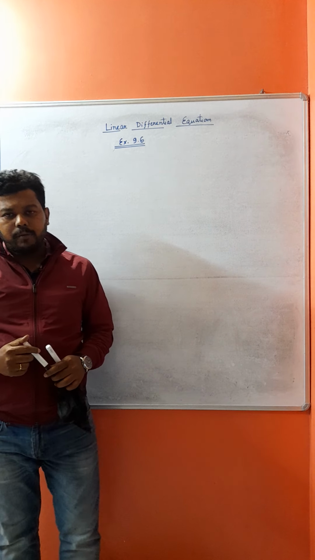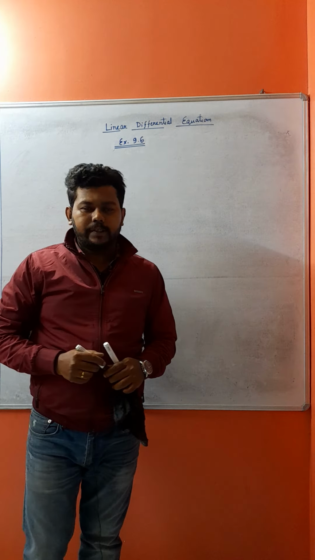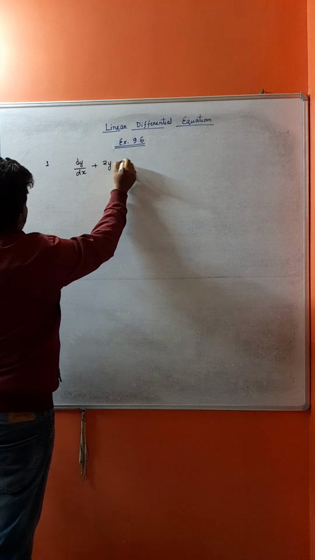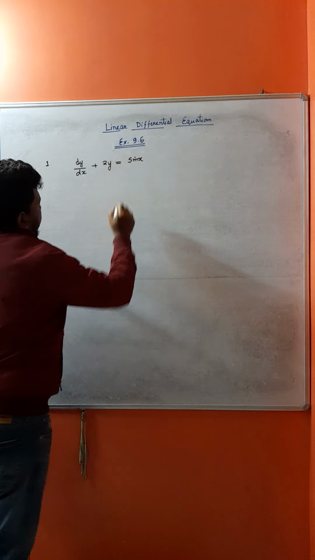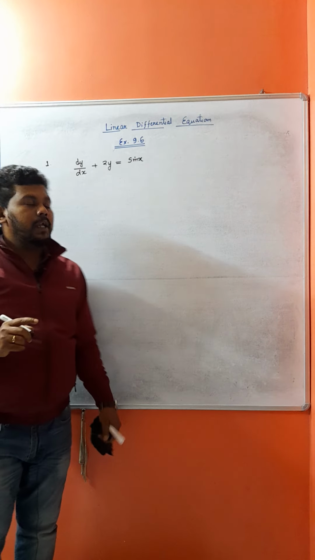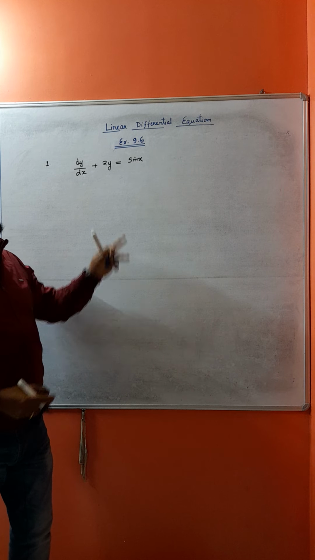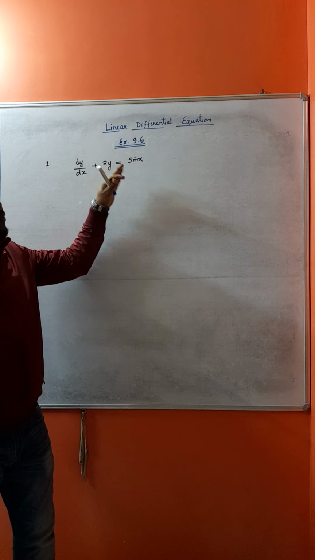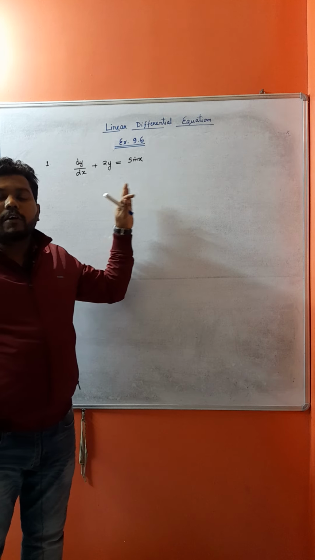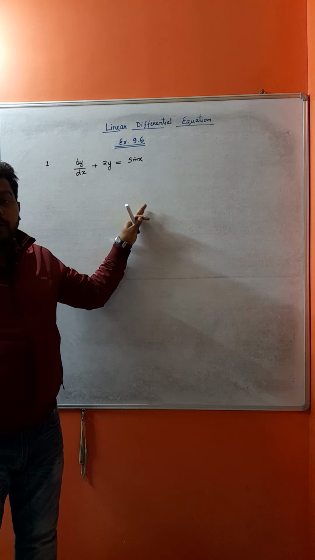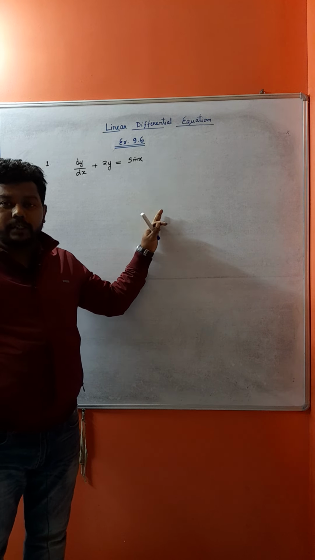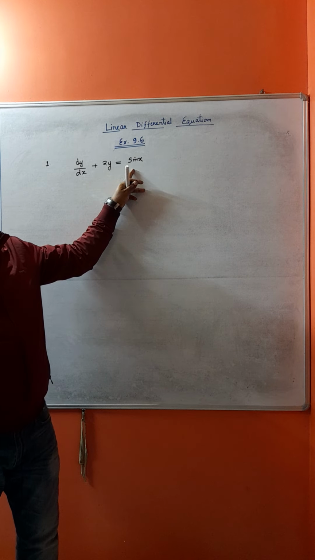Now we will discuss exercise 9.6. Number 1 question is dy by dx plus 2y is equal to sin x. You can see this is in form 1, dy by dx plus py is equal to q, where p is equal to 2 and q is equal to sin x. So your main objective is to identify the values of p and q. I already said in form 1, p and q will be functions of x alone or constants. So here p is equal to 2 and q is equal to sin x.